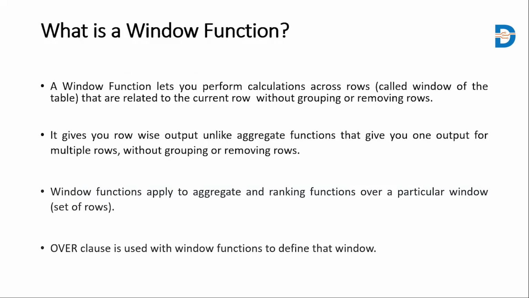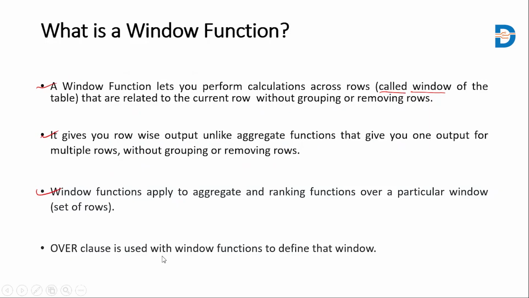A window function lets you perform calculations across a collection of rows, called the window, of the table that are related to the current row, without grouping or removing rows. So basically it gives you row-wise output, unlike aggregate functions that give you one output for multiple rows. Window functions apply aggregate and ranking functions over a particular window. Window means a set of some rows.